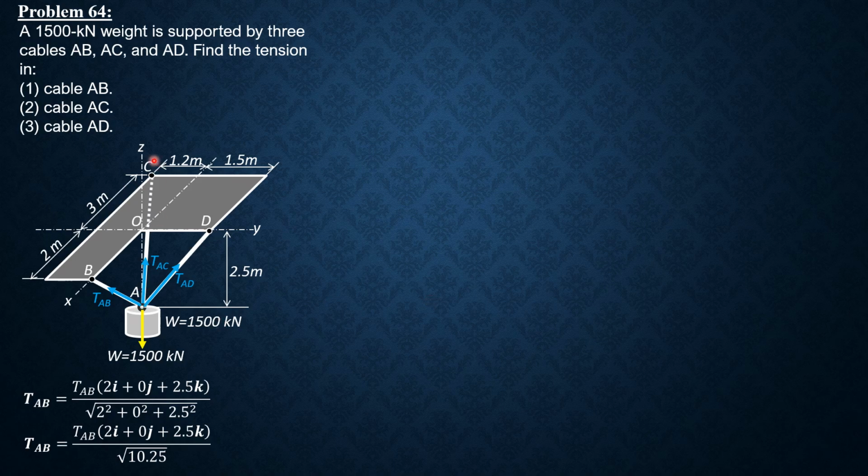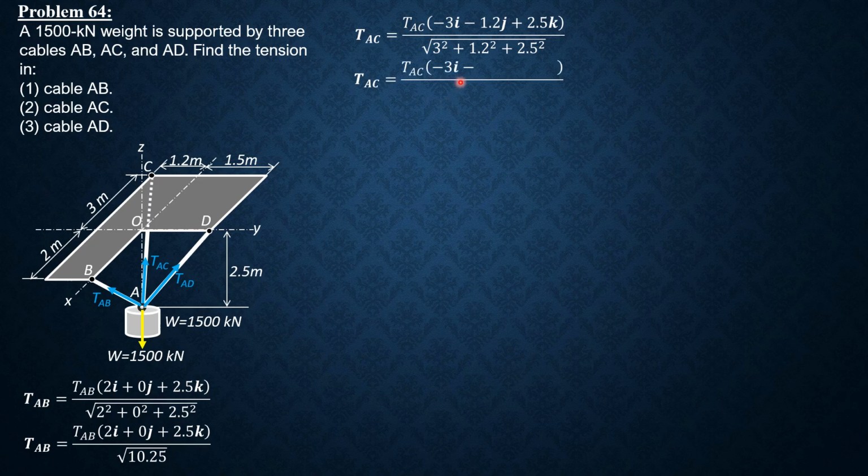So while tension AC is directed backward, so negative 3I, negative 1.2J, then positive 2.5K. So the magnitude of tension AC, negative 3I minus 1.2J plus 2.5K over square root of 3 square plus 1.2 square plus 2.5 square. Simplifying, that's tension AC times negative 3I minus 1.2J plus 2.5K over square root of 16.69.